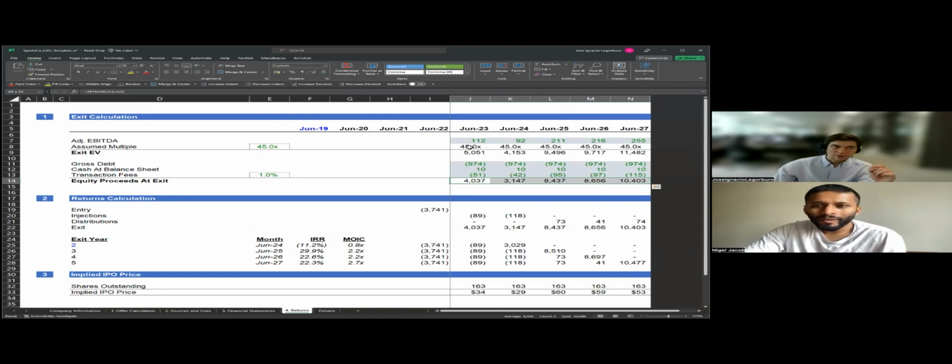There's something funny going on here. You have to pay that transaction fee every year. No. So we're just assuming if we were to sell in 2023, right? I've flagged here already what is my entry. From my entry, I would pay 3.7 billion, then pay another 89 million that year to acquire players, and then I would only get 4 billion back.